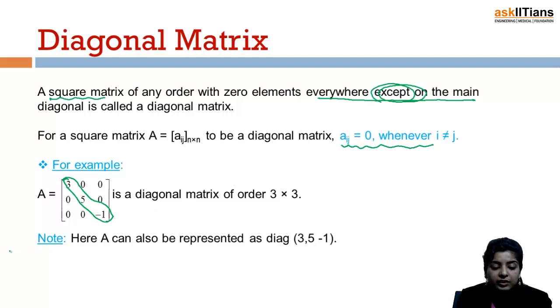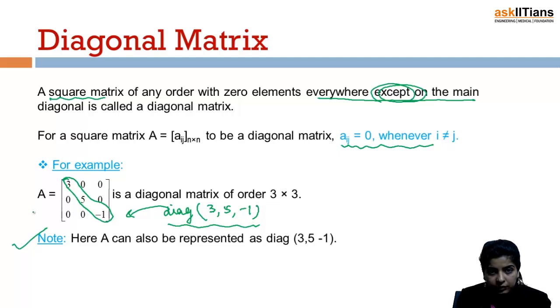Another important concept here is that suppose we have a diagonal matrix of this form, then we can write it as DIAG, that means diagonal, and you can write the diagonal elements separated by commas. So I write here 3, 5, minus 1. This denotes my diagonal matrix. So this just automatically denotes this kind of matrix. You can write the diagonal matrix in this form as well.